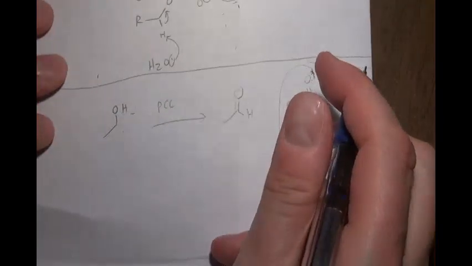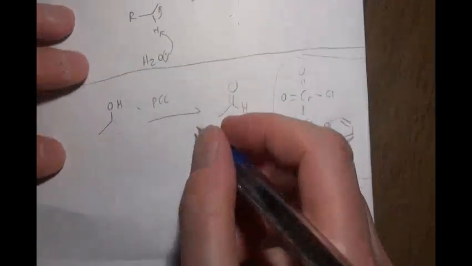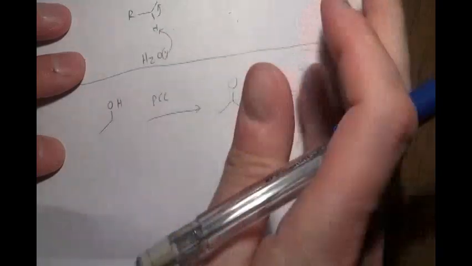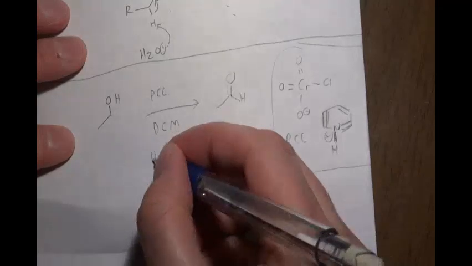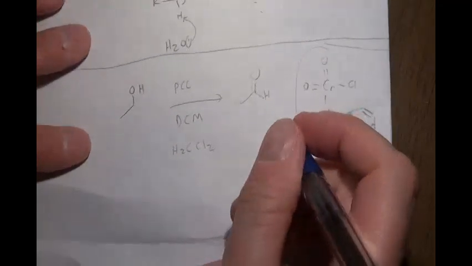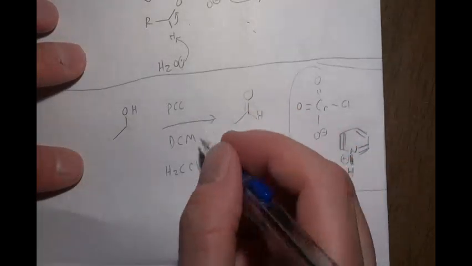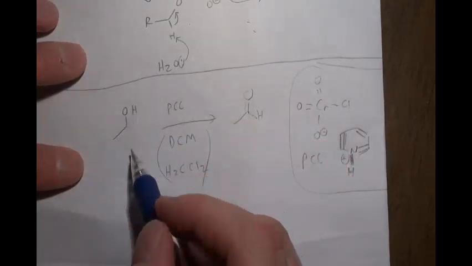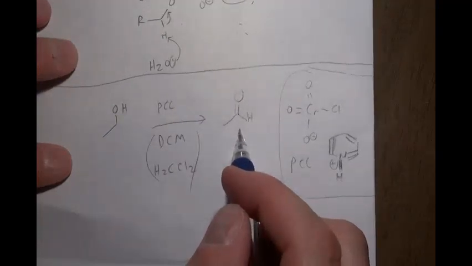Okay, primary alcohol to an aldehyde. What is the solvent? That's a question you may not have considered, but it's actually dichloromethane, DCM, which is CH2Cl2. Dichloromethane is a solvent. And why does this stop at the aldehyde and not go on to the carboxylic acid?